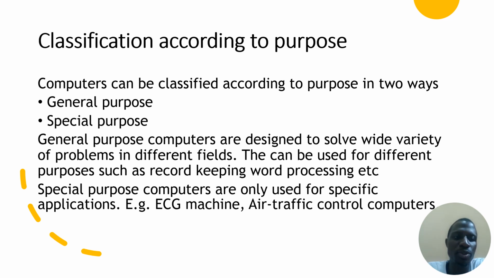Classification according to purpose, based on what we use it for. Computers can be classified according to purpose in two ways. First is general purpose. Second is special purpose. General purpose computers are designed to solve a wide variety of problems in different fields. As a matter of fact, you can reprogram them. For instance, on my PC, I can decide to install another version of the OS, and it will accommodate it.